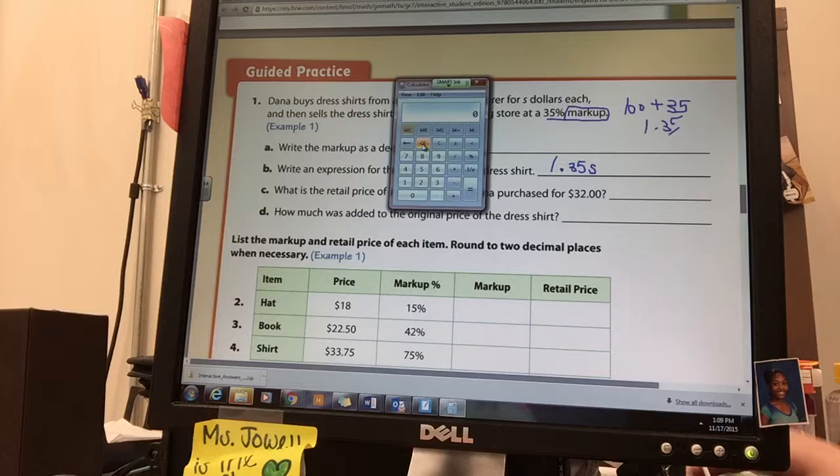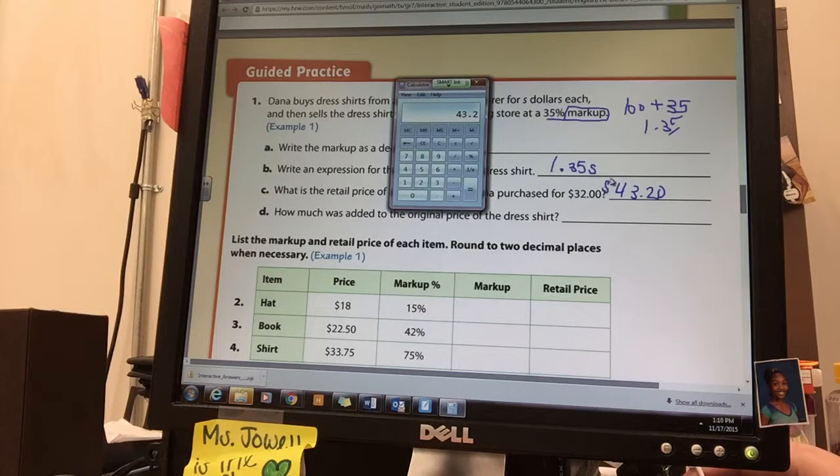Oh, wrong button. And I find out that that shirt is now going to sell for $43.20.